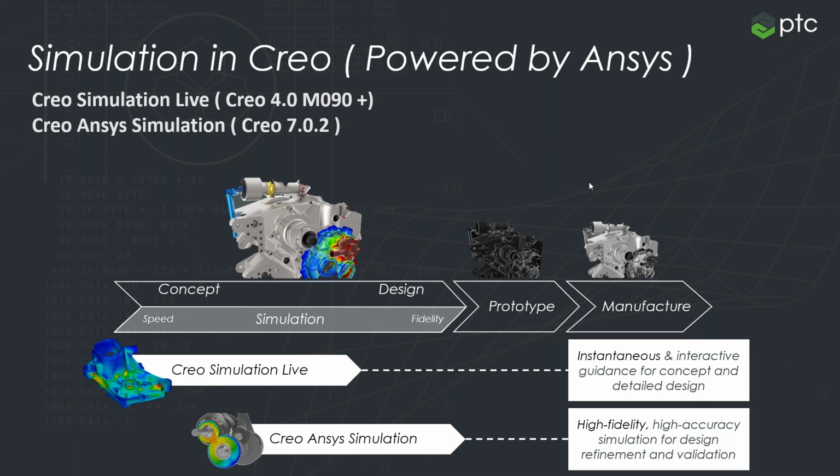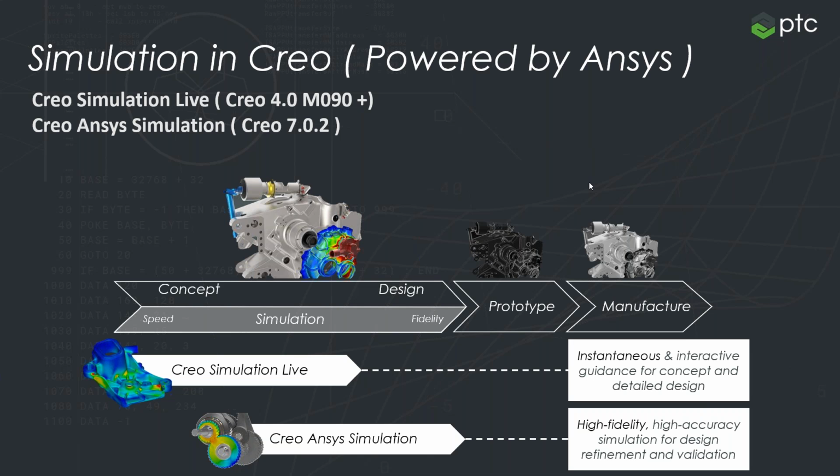Now that's been there for close to, I'd say, a year and a half, or 2 years now, starting Creo 4 M090 date code, and later Creo Simulation Live is supported, right? It's called CSL, or Creo Simulation Live. It's completely GPU based. And as they say there, it's instantaneous feedback. It's more of a directional tool, right?